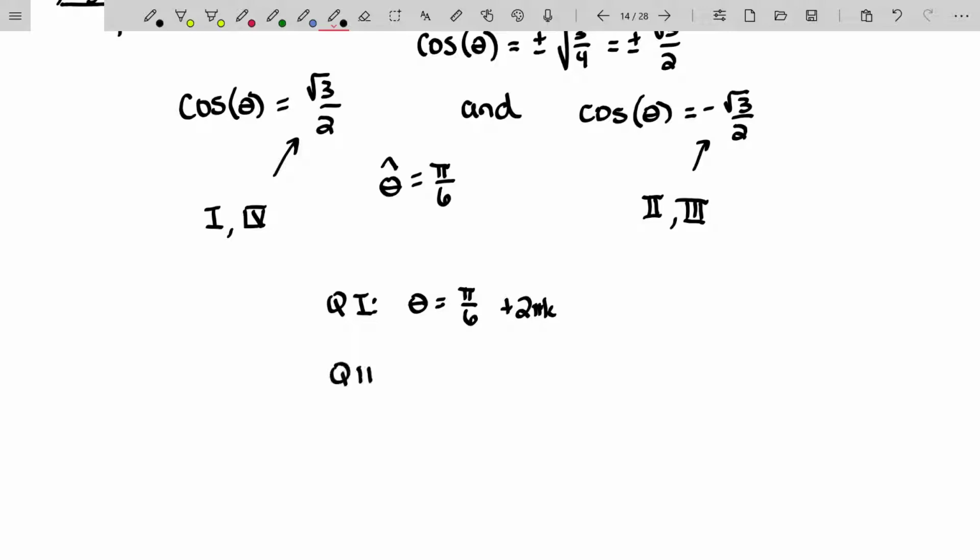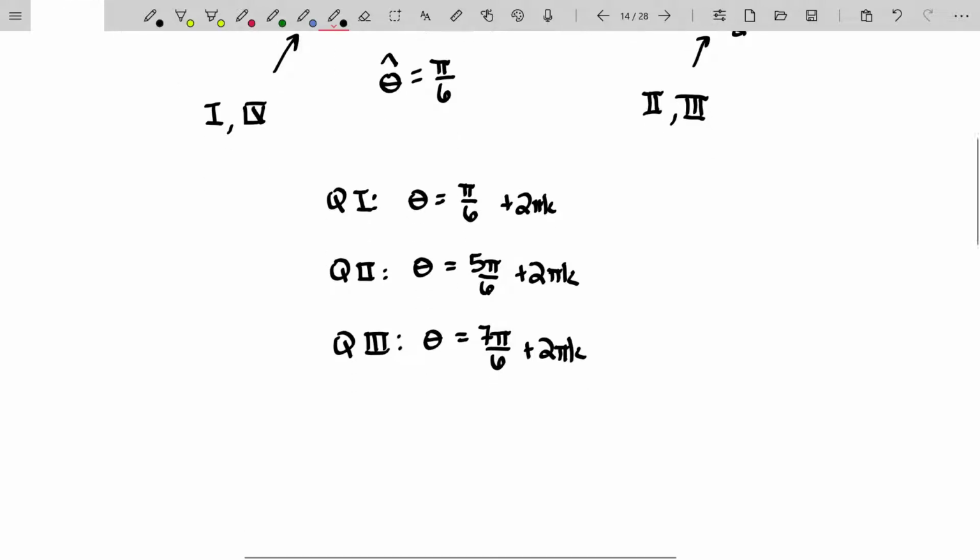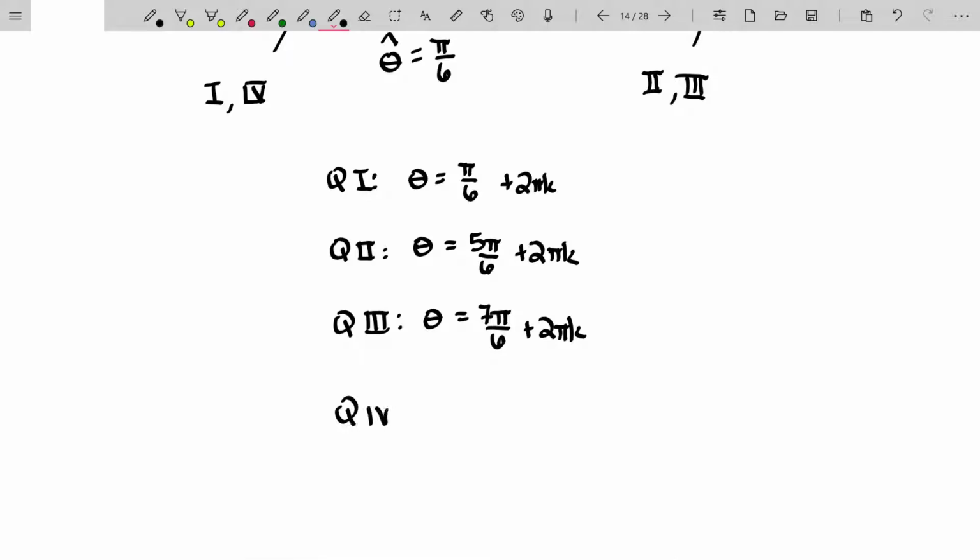Quadrant 2, reference angle of pi over 6 is 5 pi over 6, again, plus 2 pi k. Quadrant 3, reference angle of pi over 6, you have 7 pi over 6, again, plus 2 pi k. And finally, quadrant 4. Reference angle of pi over 6, you have 11 pi over 6, plus 2 pi k.